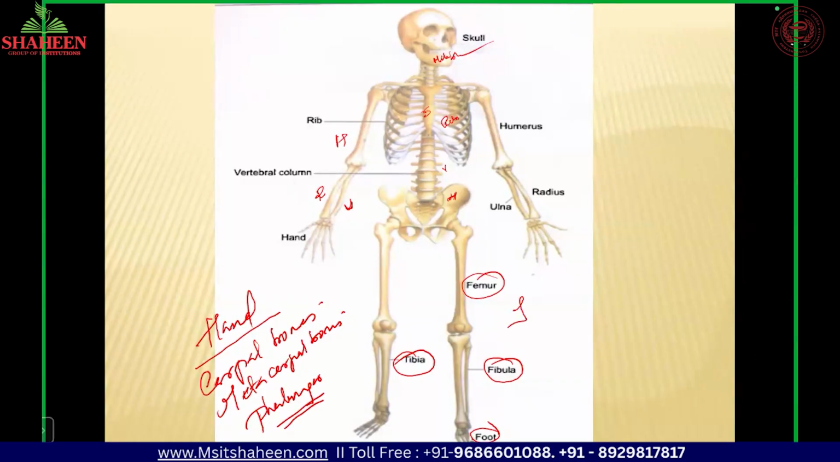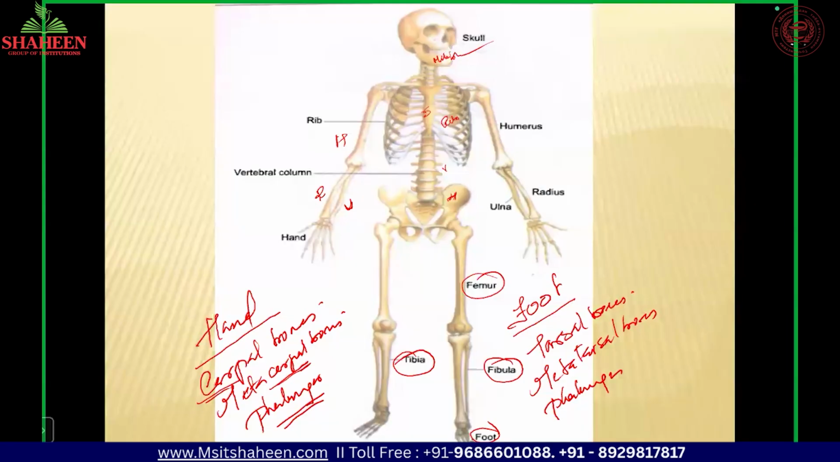And in the case of the foot, you call them tarsal bones, metatarsal bones, and phalanges. All right. So carpal and metacarpal mean the bones of the hand. Tarsal and metatarsal mean the bones of the foot. All right.